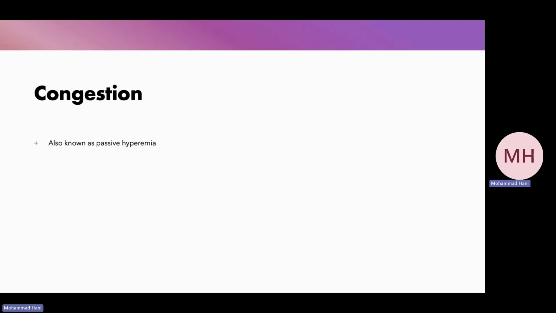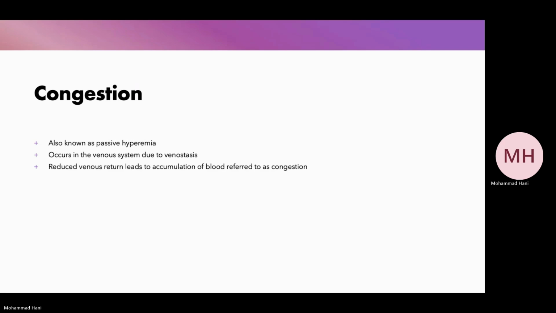This is also known as passive hyperemia, and it occurs in the venous system due to venostasis. So what happens is, for whatever reason it may be, there is a decrease in the venous return. Since the venous return is decreased, it leads to accumulation of blood in the veins, and that is what is referred to as congestion.